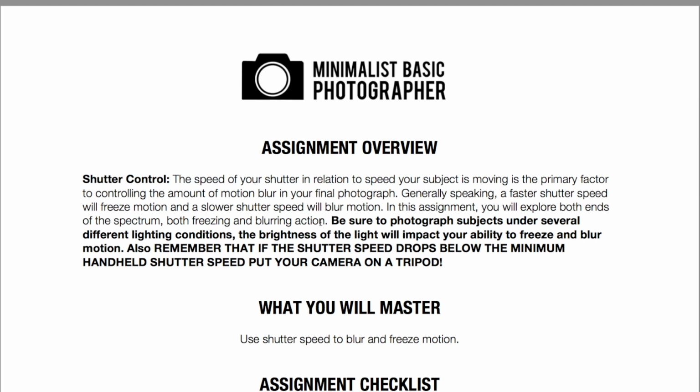Be sure to photograph subjects under several different lighting conditions. The brightness of the light will impact your ability to freeze and to blur motion. In other words, you need to shoot outside, bright light, midday, and then maybe sunrise, sunset, at night where everything is illuminated with street lamps, inside with the fluorescent, incandescent lights. Play with the whole range so that you have a lot of different shutter speeds available to you. If you only shoot outside, you're going to be limited in what shutter speed you can shoot at.